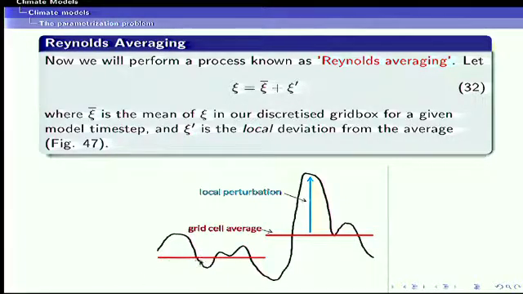What will be the sum of the perturbations over a grid box? 0. By definition, it's 0, because this is my grid box mean, yeah? So if I walk from here to here and I add up all of these perturbations, by definition they add up to 0 by construction, okay? And as I said, I can do this for every variable. If I'm worried about temperature, I have a temperature equation. I can do the same thing. Velocity, every parameter I'm interested in, I can divide up into a grid box mean and a local perturbation.